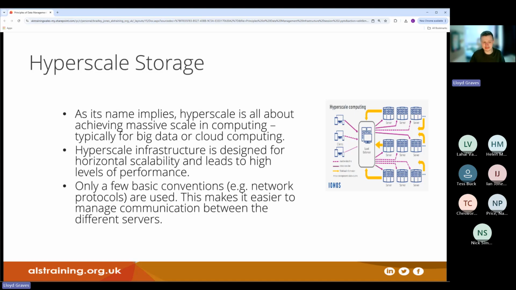Or the other one I think about is something like Twitter, or it's called X now, where when the World Cup's on at the moment, if something exciting happens in the World Cup, everybody gets out their phone to tweet about it. So can this hyperscale storage system meet that massive influx of demand? That's the idea behind the hyperscale storage system.